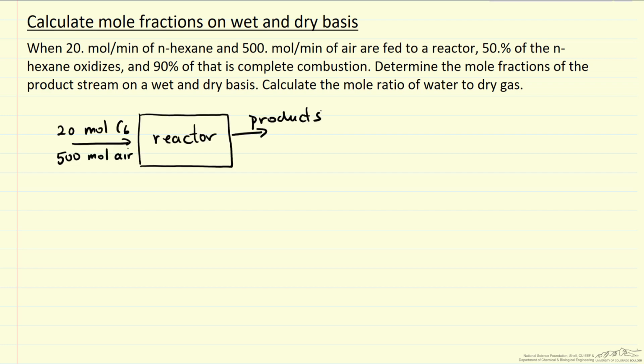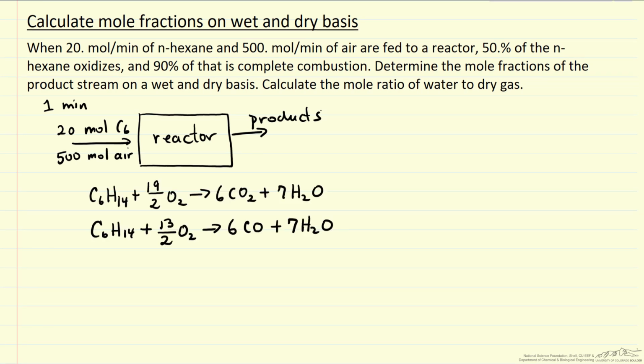What I've done is pick a basis, and the basis is 1 minute. I certainly could carry through the calculations in terms of moles per time, but it's easier just to look at number of moles. So we have two reactions. Let me write down the reactions first and then talk about it. These are two reactions, and I've written them as balanced reactions.